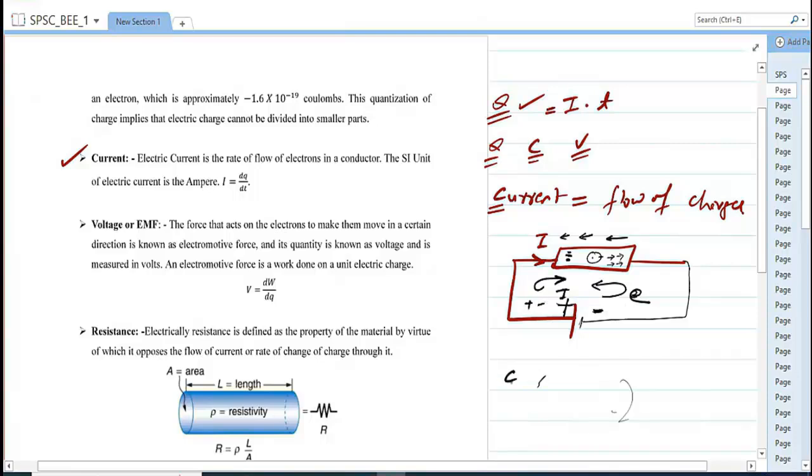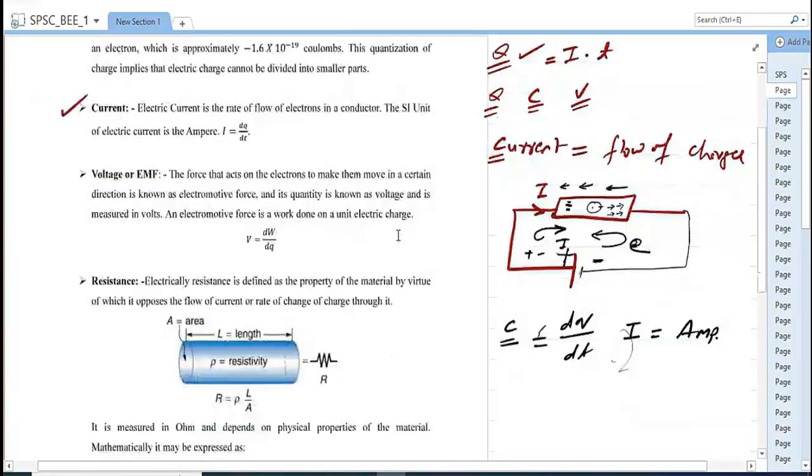So what is current? Current is the rate of change of charge. It is denoted by I. Its unit is ampere. So this is a very precise definition of current. It is written here also.